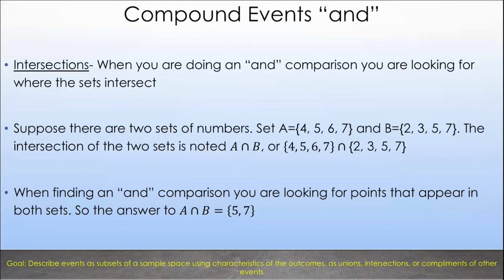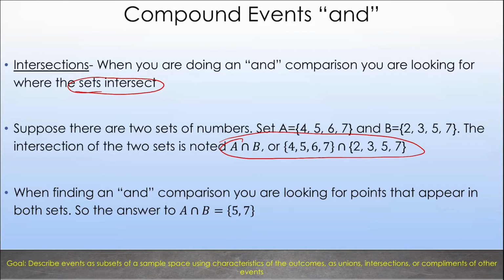All right, so let's talk about compound events and intersections. When you are doing an "and" comparison, you're looking for where the sets intersect. Suppose you have two sets of numbers. Set A is 4, 5, 6, and 7, and set B is equal to 2, 3, 5, and 7. The intersection of the two sets is noted as A and B. This would be how I could ask this question: find A and B.